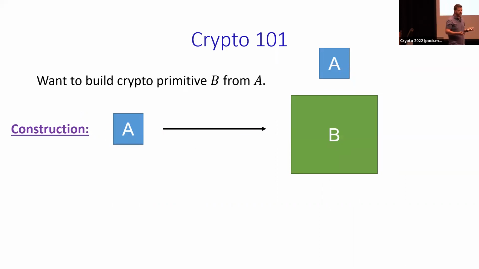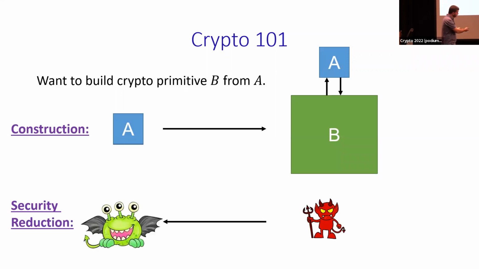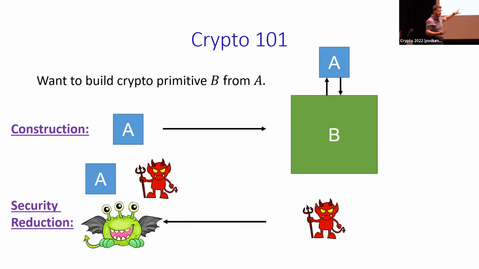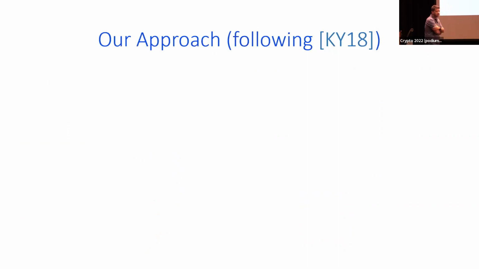And then how do you argue security? You assume the existence of this red adversary for B, and you use it to construct this green adversary for A. Usually, the green adversary will use the red adversary as a black box as well, and probably also use the primitive A itself as a black box. A construction that satisfies this picture is called a fully black box construction. If you think about it, the very large majority of constructions in crypto fall into this framework. But here we're going to be doing something different.